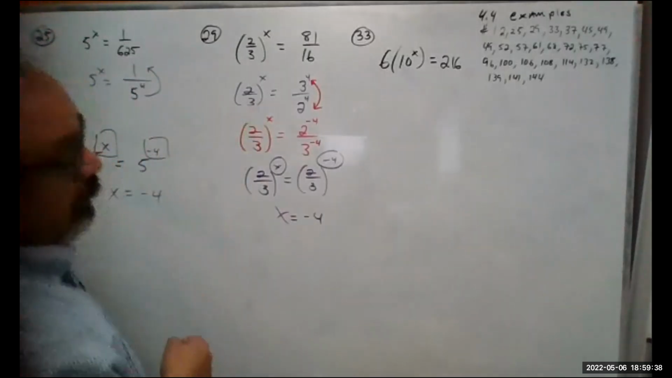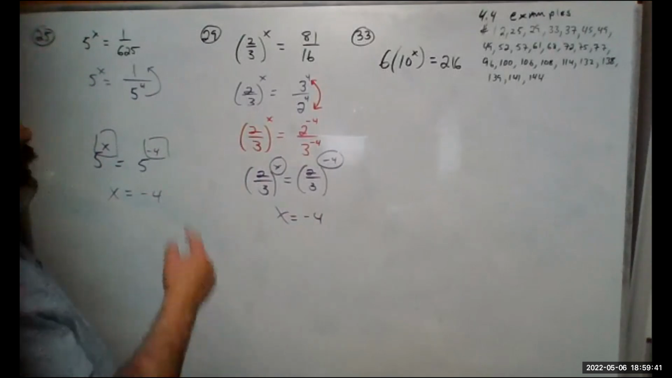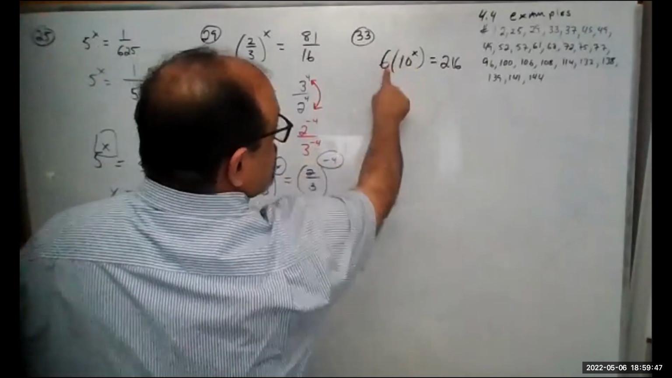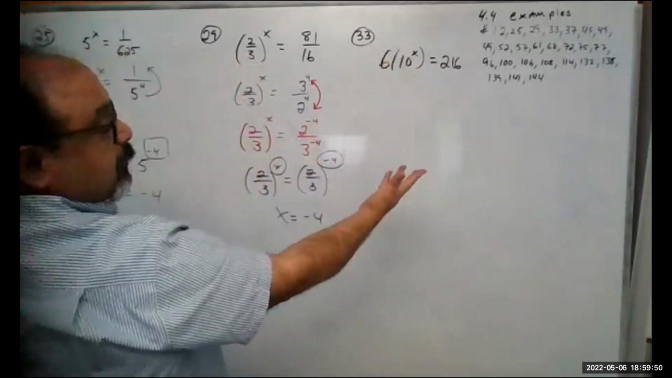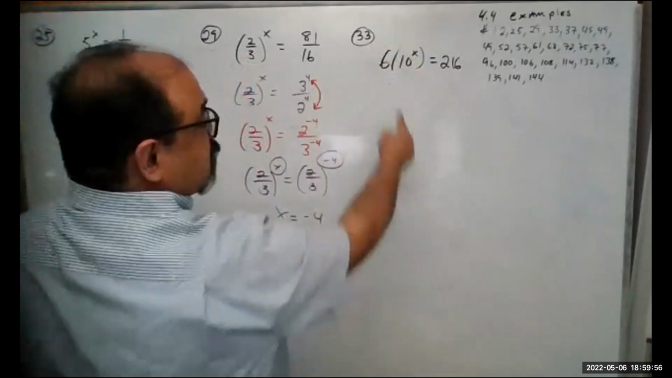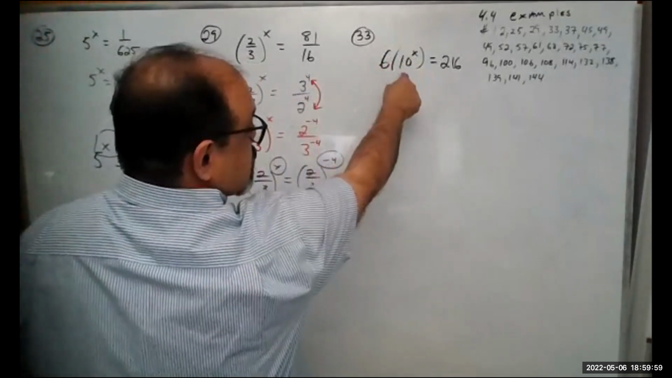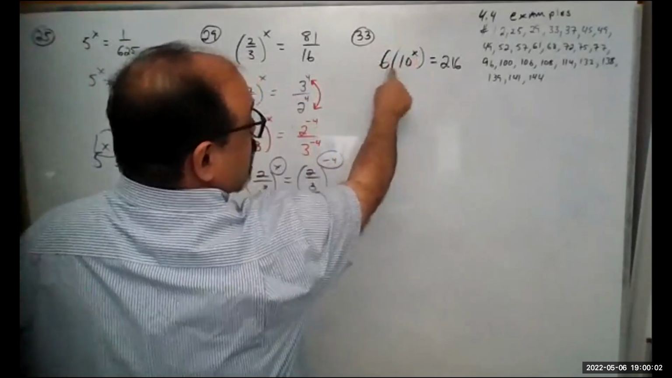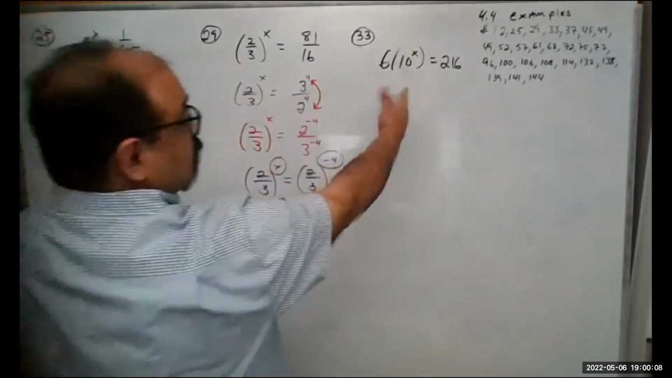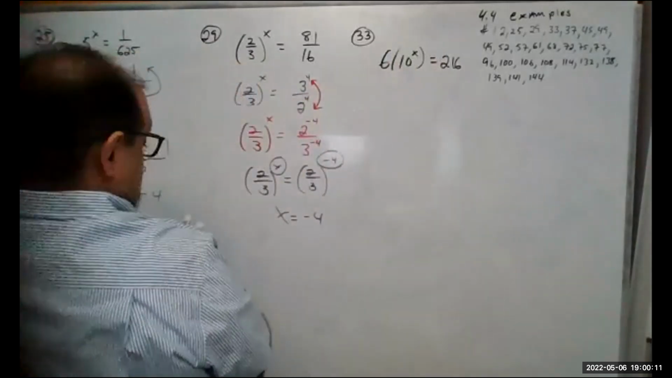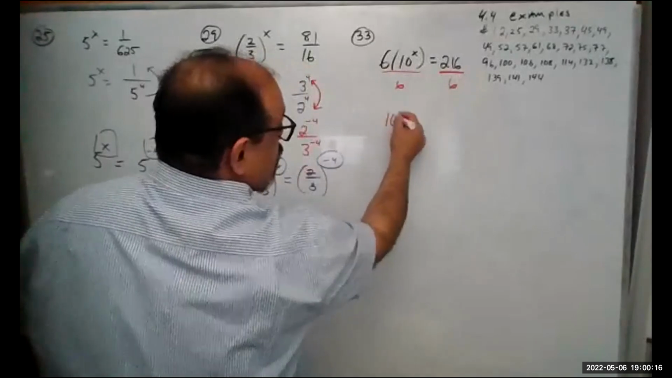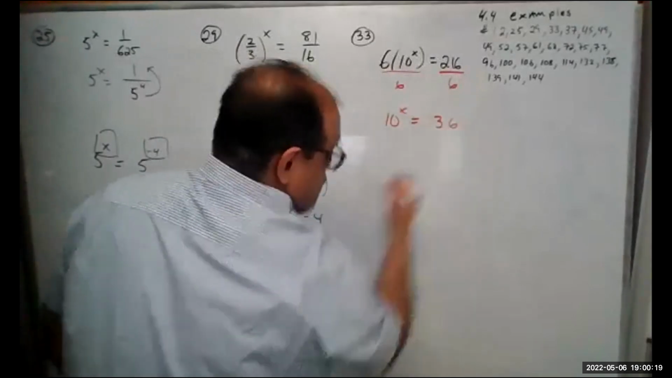The oddball here is 33. First of all, you cannot multiply 6 times 10 to the x. You cannot multiply these together. Order of operations: you'd have to do parentheses, you'd have to do exponents before you can multiply 6 times 10 to the x. Since you don't know what x is, you can't multiply because you haven't raised 10 to the x power yet. So don't multiply and think this becomes 60. No way. Divide both sides by 6. So now you have 10 to the x equals 36.